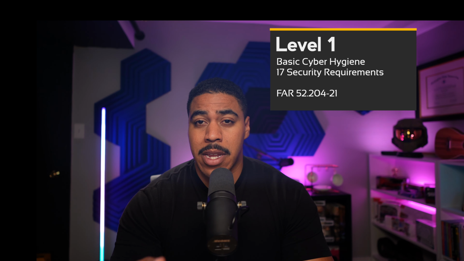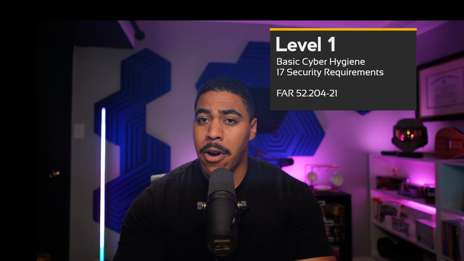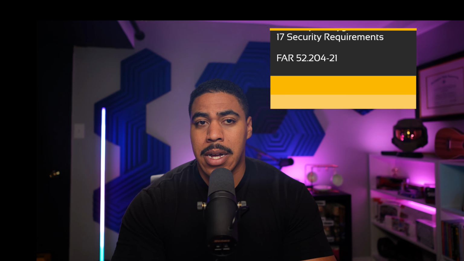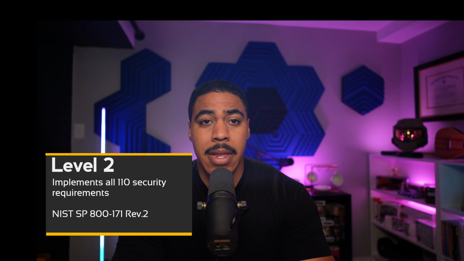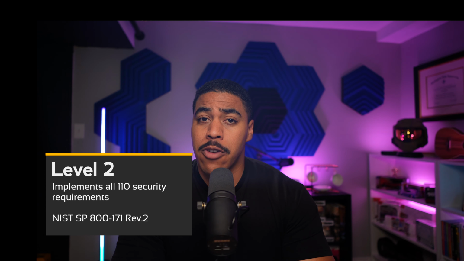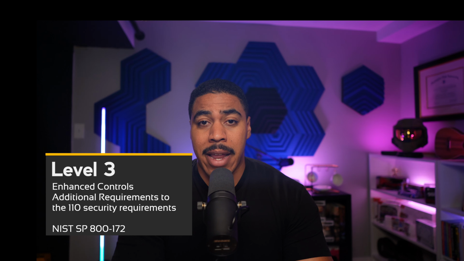Level 1 covers your basic cyber hygiene. There's 17 controls, and they're pulled from FAR 52.204-21. Level 2 implements 110 security requirements, and those requirements are found in NIST SP 800-171. Those were written and designed to protect CUI. And then level 3, they are enhanced controls, and they're pulled from NIST SP 800-172. These are for the most sensitive environments that contain information no higher than CUI.